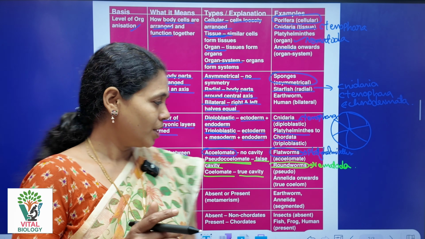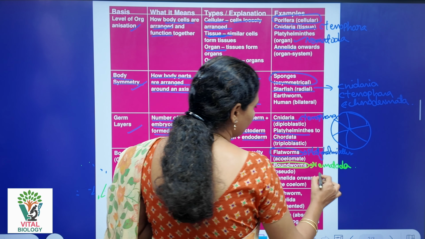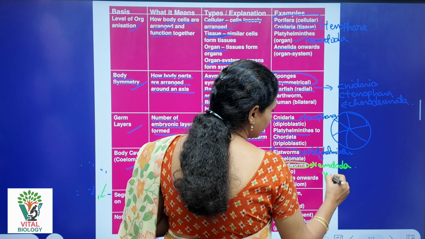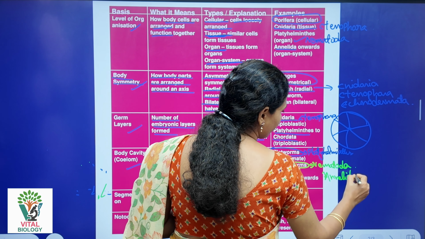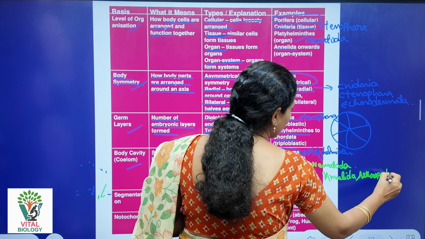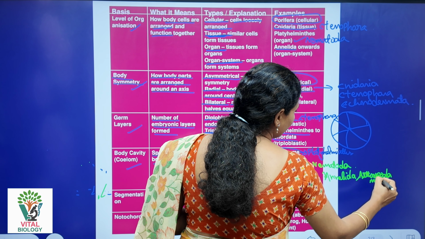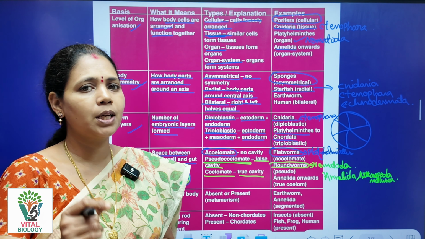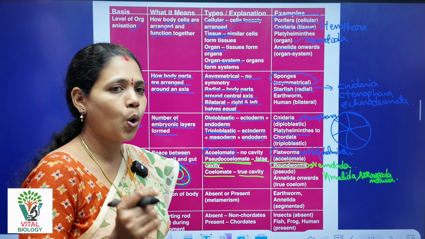Schizocoelom, and further schizocoelom, mainly Annelida, Arthropoda and Mollusca. These three come under schizocoelomates. Schizocoelom means the mesoderm originates from the mesodermal block.